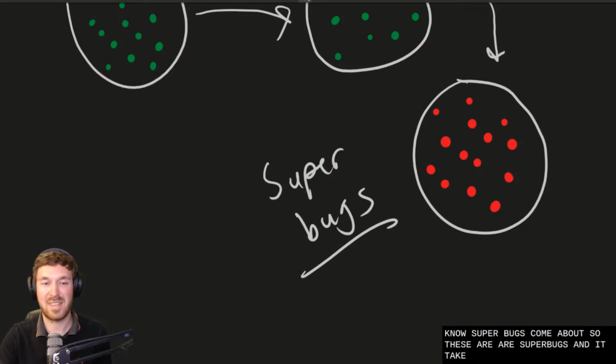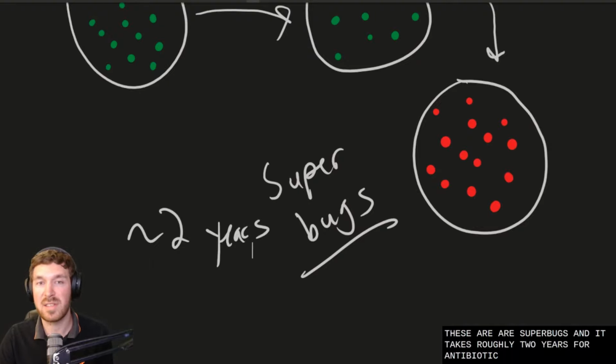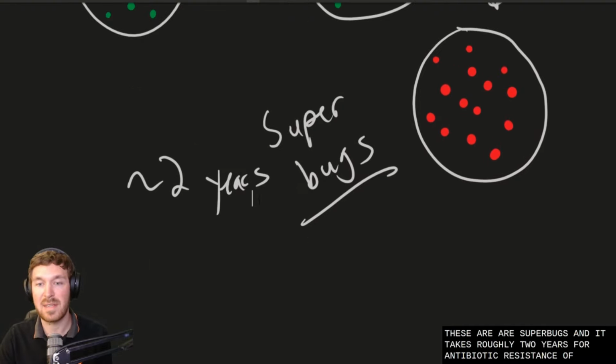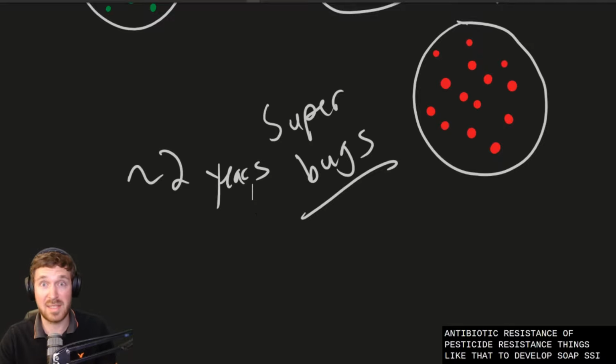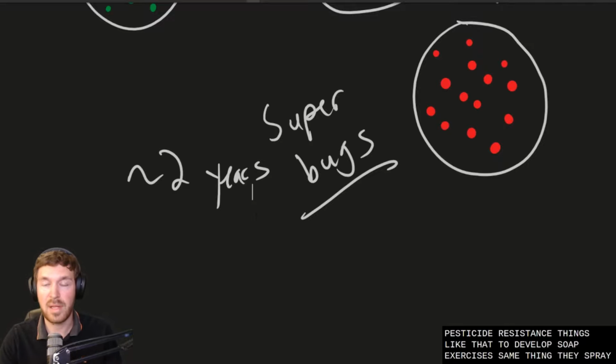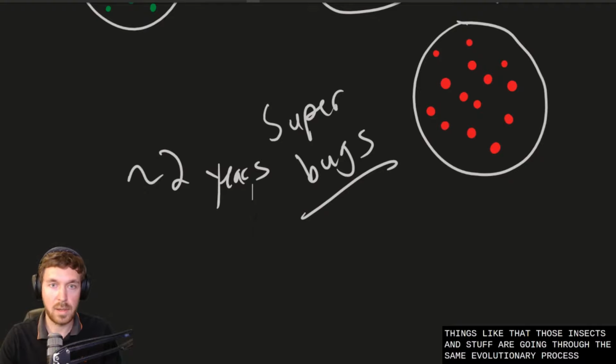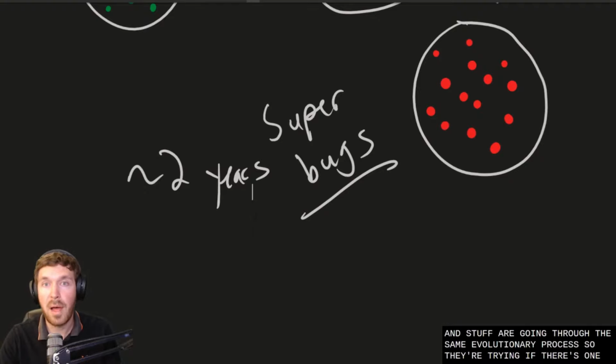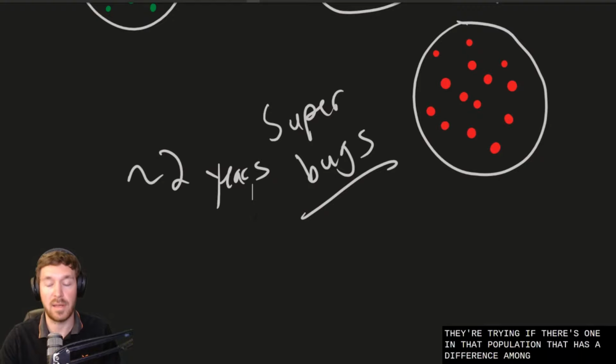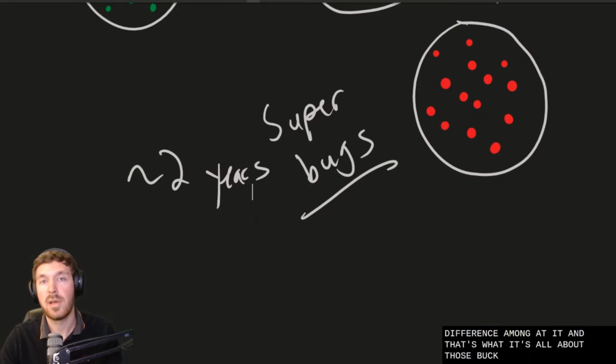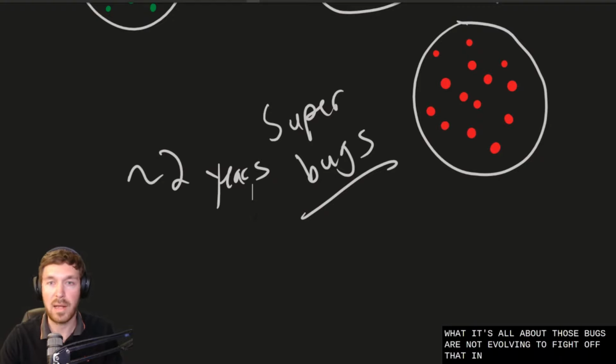And it takes roughly 2 years for antibiotic resistance, pesticide resistance, things like that to develop. So pesticides, it's the same thing. Spraying plants and crops and things like that, those insects are going through the same evolutionary process. If there's one in that population that has a difference among it, and that's what it's all about, those bugs are not evolving to fight off that antibiotic or that pesticide.